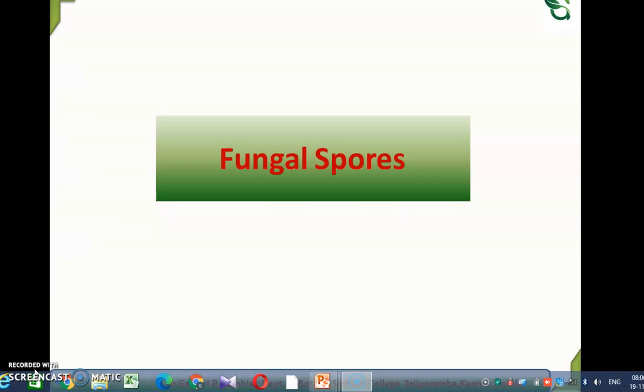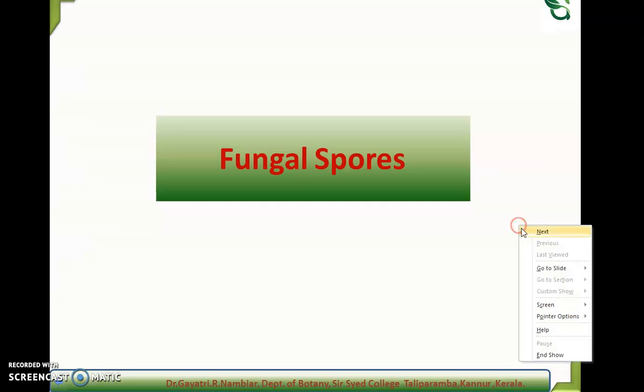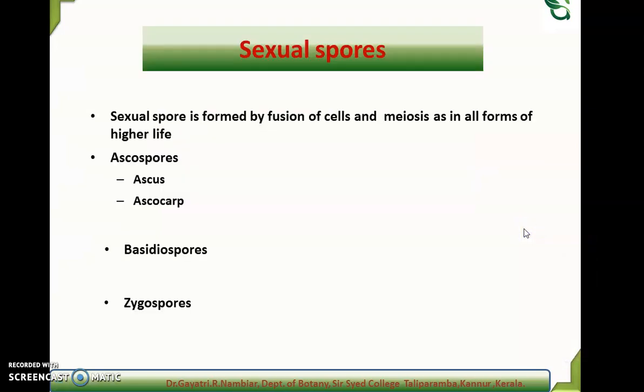Here we deal with fungal spores. In previous classes we had seen fungal morphology, morphological classification, systematic classification, and then reproduction, mainly reproduction by spores. Here we deal with spores. Two types of spores are produced: sexual spores as well as asexual spores.